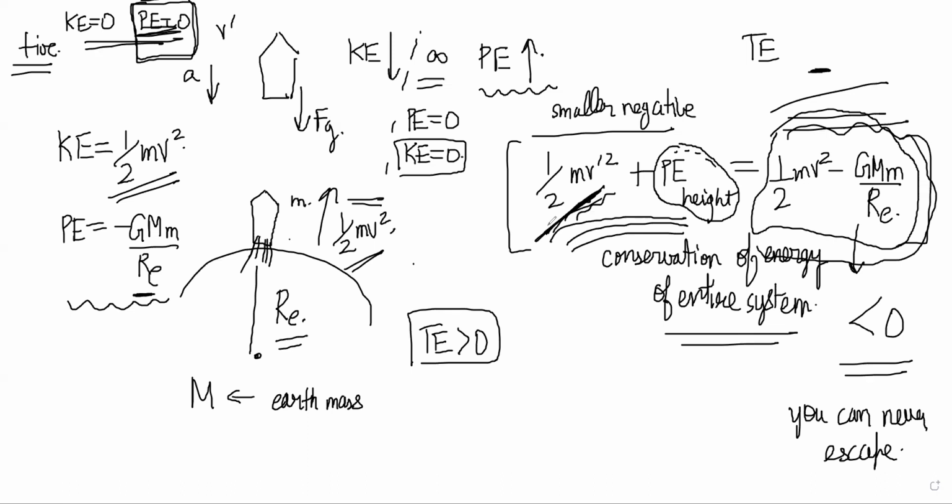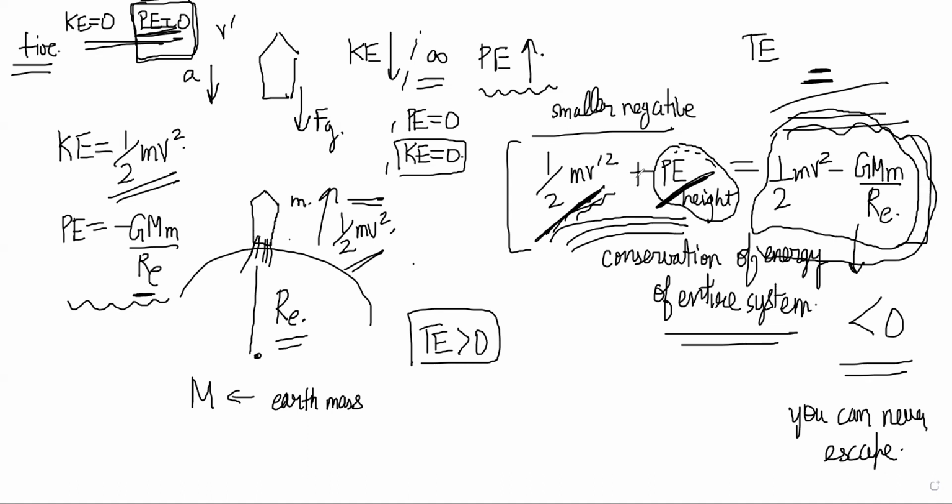You will reach some finite distance where kinetic energy becomes 0, but potential energy is equal to that negative value. And after that, you are still in the field of gravity, so you will start coming back after that. Do you understand what I'm saying?